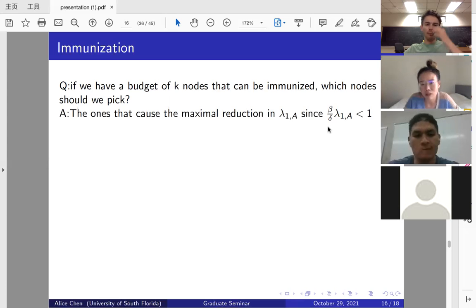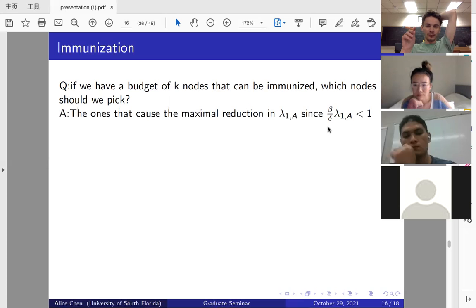So maybe it's graph specific, but I think it goes along with what you're saying. The intuitive answer is that you pick the ones with the highest degree, because they are the most connected, and so that will, at least naively, reduce the spread the fastest. But this says something slightly different. Yeah, maximal reduction, and the one that actually does it is the one that maximally reduces lambda 1.